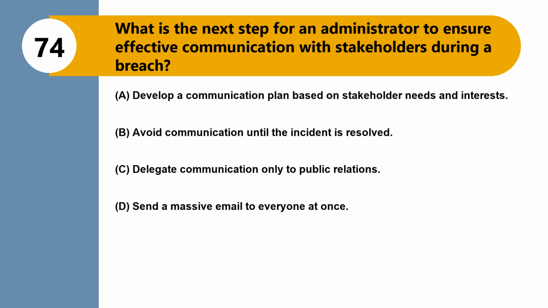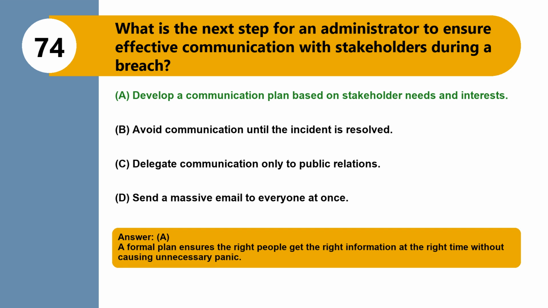Option A, develop a communication plan based on stakeholder needs and interests. Option B, avoid communication until the incident is resolved. Option C, delegate communication only to public relations. Option D, send a massive email to everyone at once. The correct answer is option A, develop a communication plan based on stakeholder needs and interests. A formal plan ensures the right people get the right information at the right time without causing unnecessary panic.